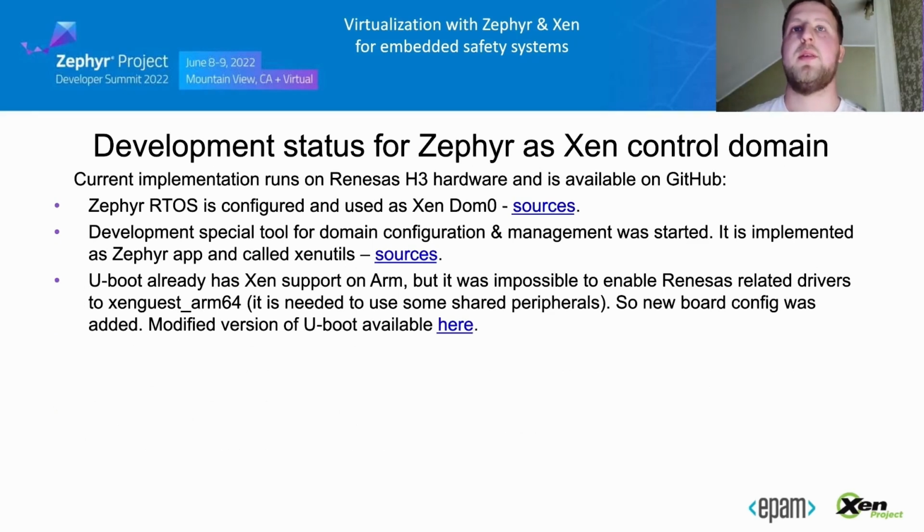And the last thing I want to talk about today is the Zephyr Xen development status. It is currently being developed by me on Renesas H3 hardware. I used a modified version of Zephyr RTOS as a control domain. It also includes the Zephyr Xen utils application for domain management, and U-Boot with Xen support as a bootloader for the hardware domain. All source repositories are available by the links in the presentation.